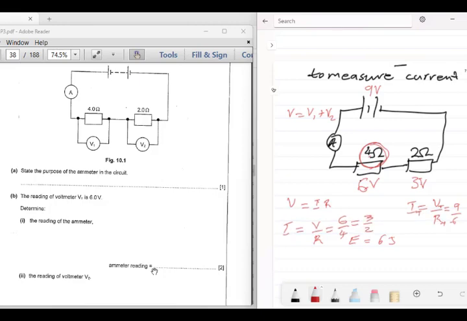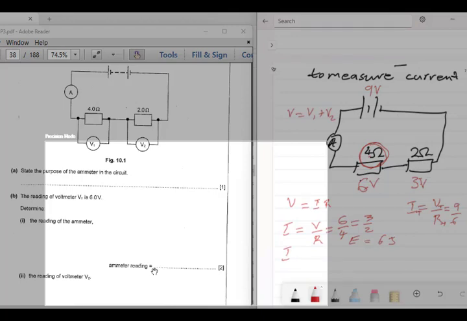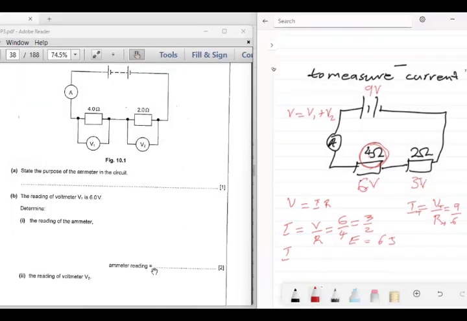Let me compute that first. 3 divided by 2. So the current will be 1.5 amps. Even if you use this one, you'll still get 1.5 amps. So if you understand what is going on, things will be much easier for you.